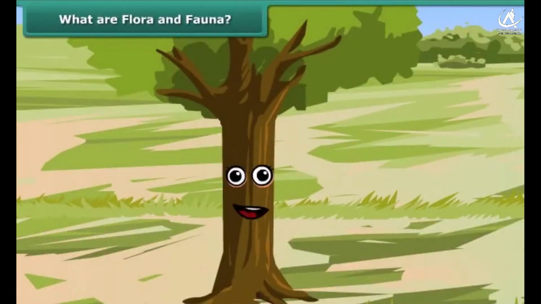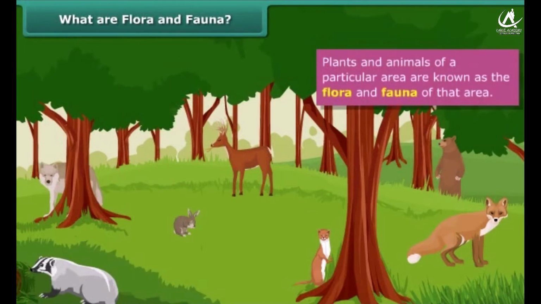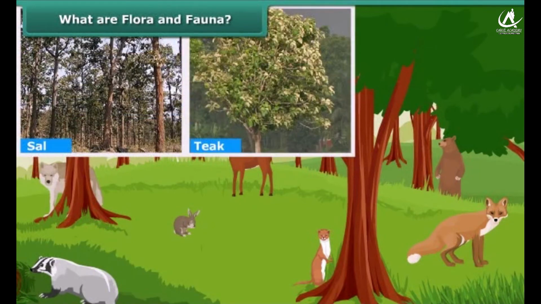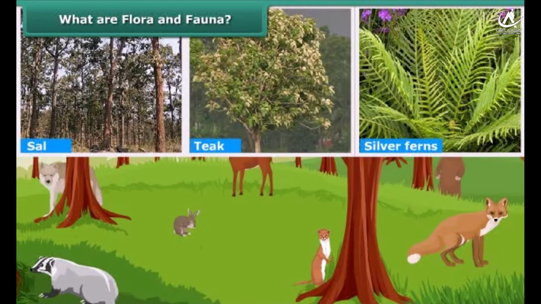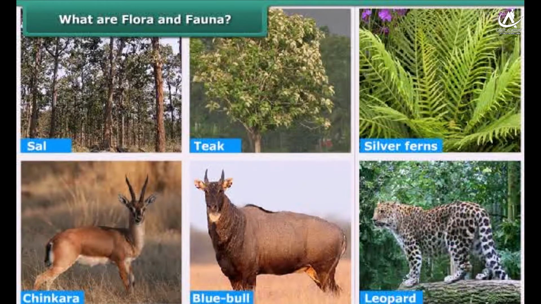Students, you must have observed that some animals and plants typically belong to a particular area. Plants and animals of a particular area are known as the flora and fauna of that area. For example, sal, teak, silver ferns, etc. are the flora and chinkara, blue bull, leopard, etc. are the fauna of the Pachmarhi Biosphere Reserve.